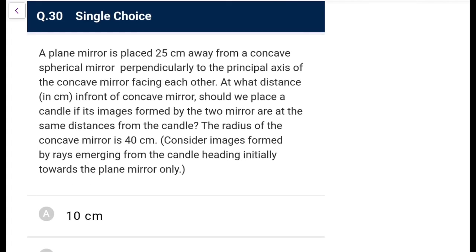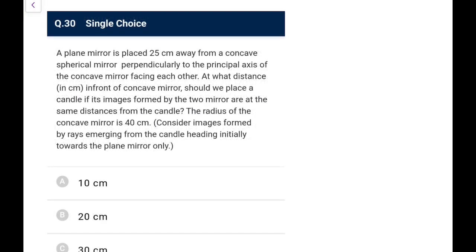Next one. Now the last question we have is plane mirror. A plane mirror is at 25 centimeter from a concave spherical mirror perpendicular to the principal axis of the concave mirror, facing each other. So it is something like this. At what distance in front of a concave mirror should we place a candle, so that the images formed by the two mirrors are at the same distance from the candle? Radius of the mirror is given, and consider images formed by rays emerging from the candle heading initially towards the plane mirror only. Okay, so here is the candle.